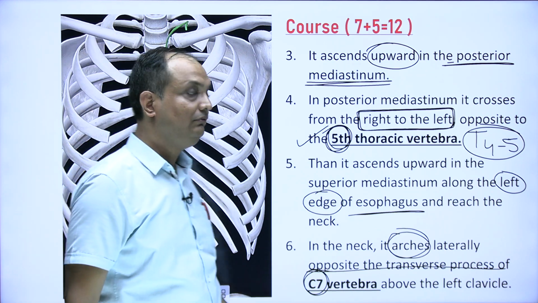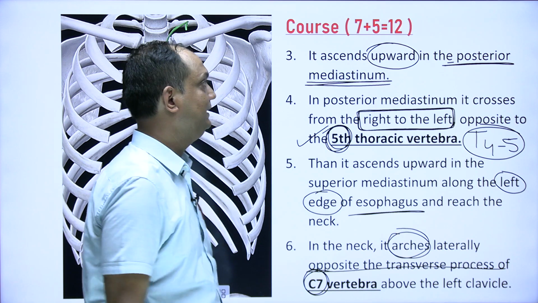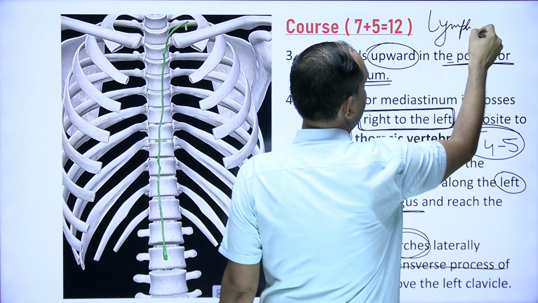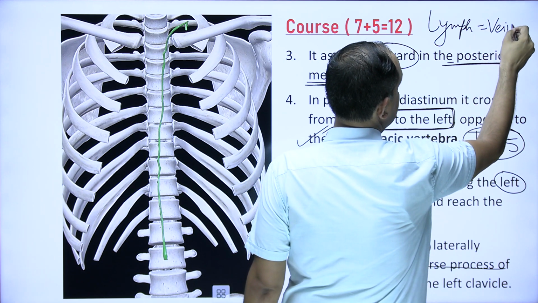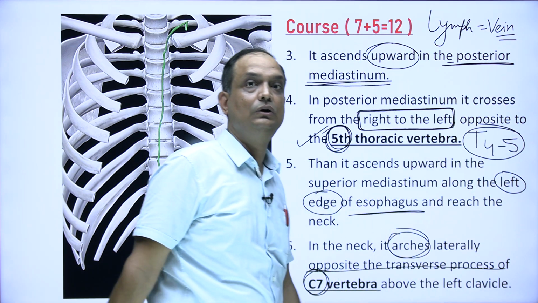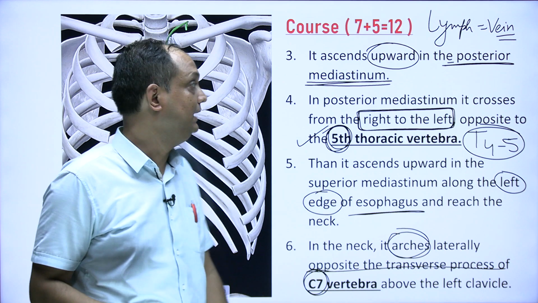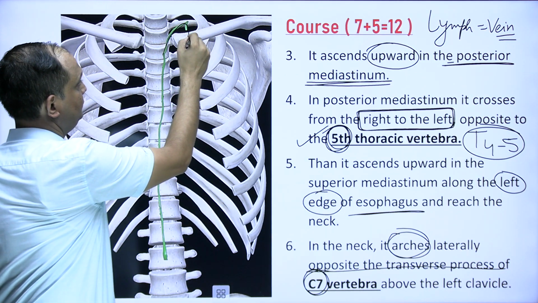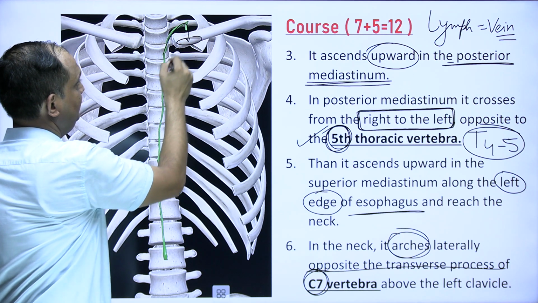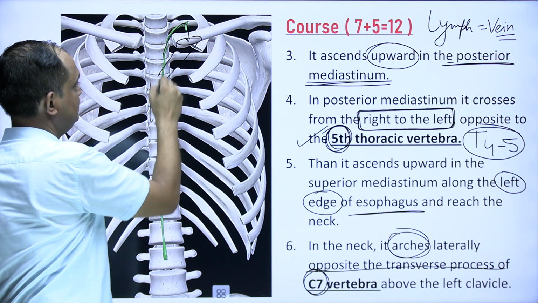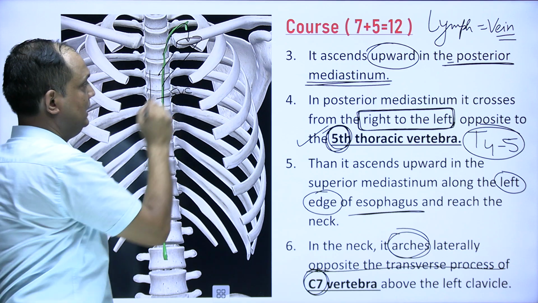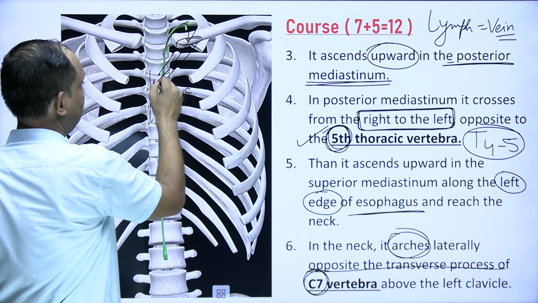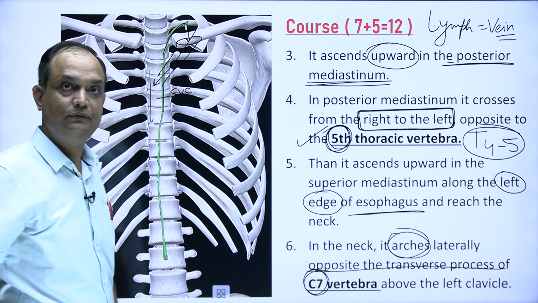Now see, you have to understand this concept that the lymph is ultimately going to drain into the veins. First keep in mind that this thoracic duct is ultimately going to drain into the venous system, which is present here, known as the superior vena cava. And in the superior vena cava, there are two sources of venous blood. One is the right and left brachiocephalic vein.